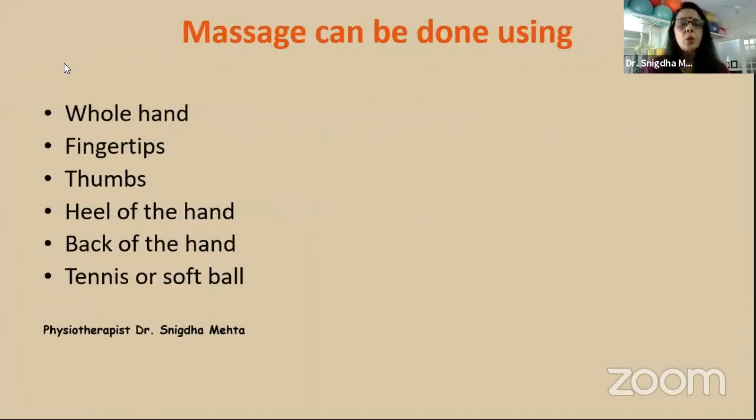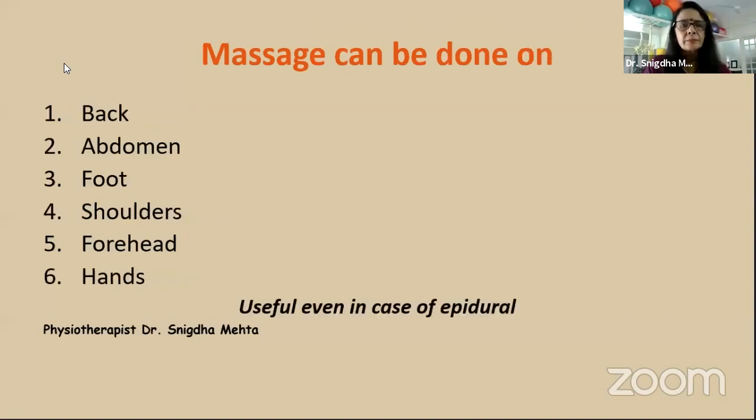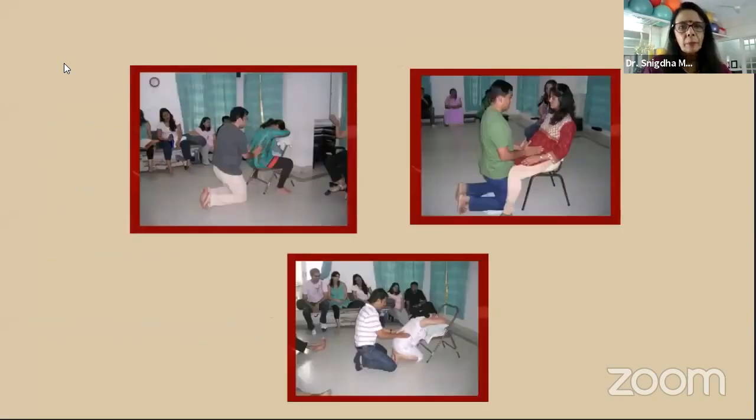Massage can be done by using the whole hand, fingertips, thumbs, heel of the hand, back of the hand, tennis ball or soft ball. And we are all experts in this. Massage should not be done only on the back or abdomen. It can be done on the foot, shoulders, forehead, hands. Useful even in case of epidural. Non-verbal communication should be happening between the mother and the partner, and she could indicate which part of her body, if the partner massages, she will feel better. So these are some of the positions with massage techniques added on which help a lot.